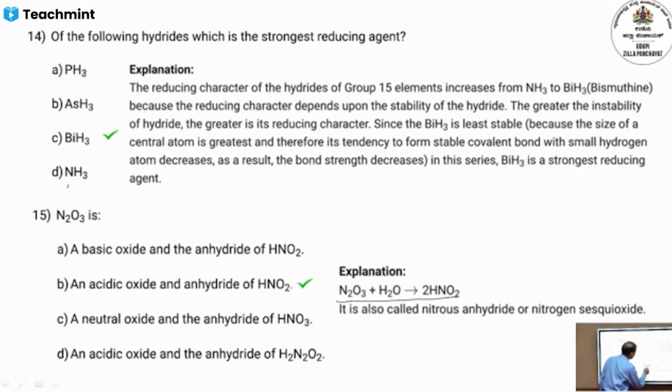So any oxide that, on reaction with water, produces an acid, so that the solution is acidic, is called an acidic oxide. Therefore N2O3 is acidic in nature, and this is the right answer.